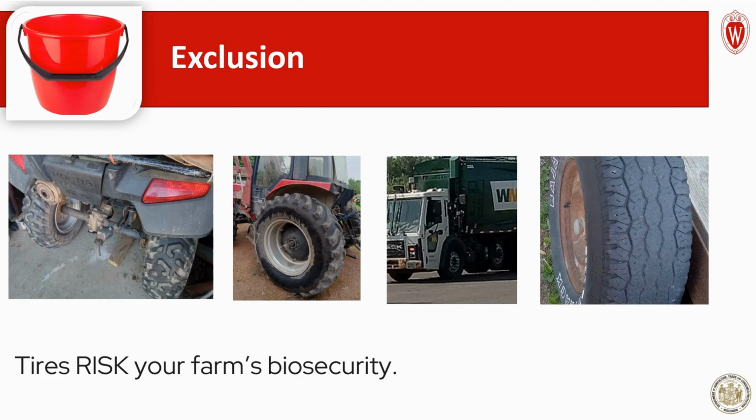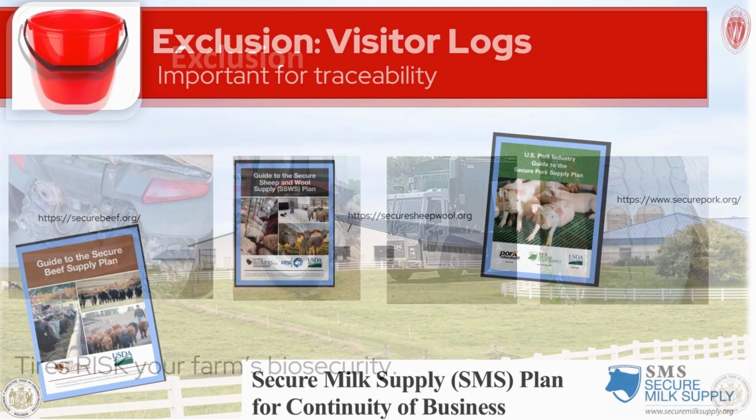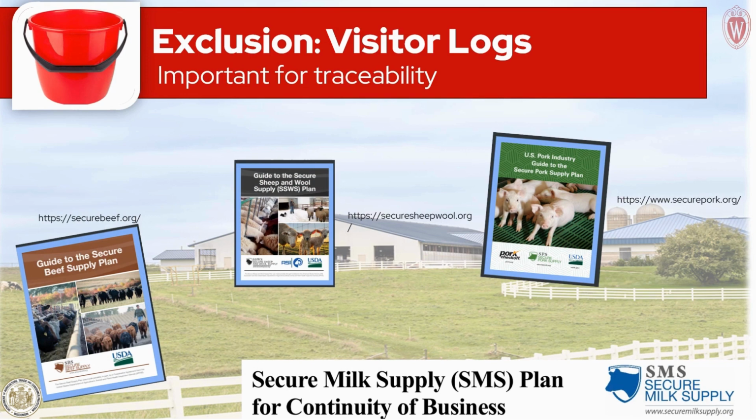Have all visitors and service personnel sign in every time they are on your farm. The date of their visit and their contact information is very important for traceability after a disease occurs. Visitor log templates are available at the Center for Food Security and Public Health. Secure Beef, Secure Milk, Secure Sheep and Wool, and Secure Pork Supply websites also have visitor log templates and other biosecurity resources that are free to use.